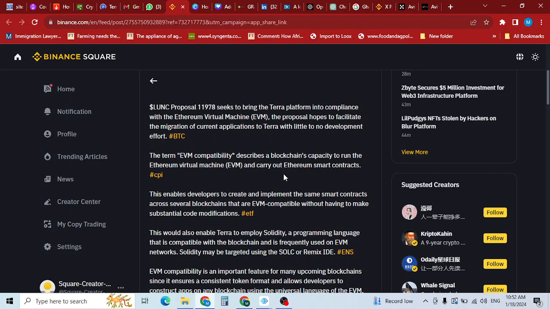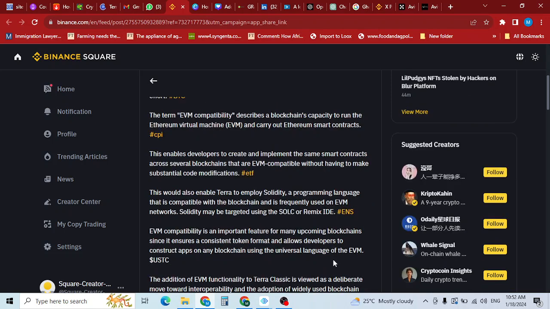EVM compatibility for the Terra Luna ecosystem means that they can now carry smart contracts compatible to EVM. Any blockchain that is compatible to EVM can carry some of the contracts on their system. A lot of smart contracts are on Ethereum, and a lot of blockchains coming out are now EVM compatible. And now Luna is also upgrading the system to be EVM compatible. That means the blockchain is going to be used more and carry a whole lot of smart contracts. So this will be a very good initiative for the ecosystem.